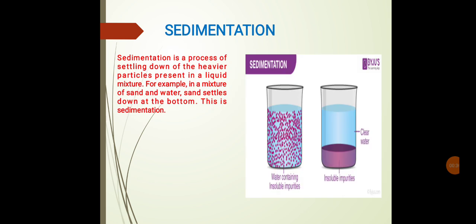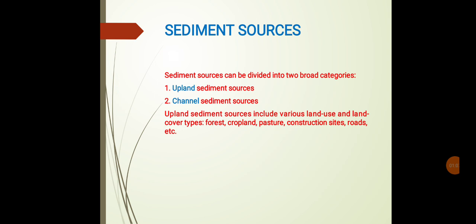Sedimentation is the process of settling down the heavier particles which are present in the liquid. It may be a mixture of that. For example, a mixture of sand and water is the best example for sedimentation. Sand settles down at the bottom of the water. This is called sedimentation. If you see in these beakers, sedimentation is happening in the second beaker. In the first beaker it will be mixed together. In the second beaker, if you leave it for some time, it will be deposited at the bottom of the tank.